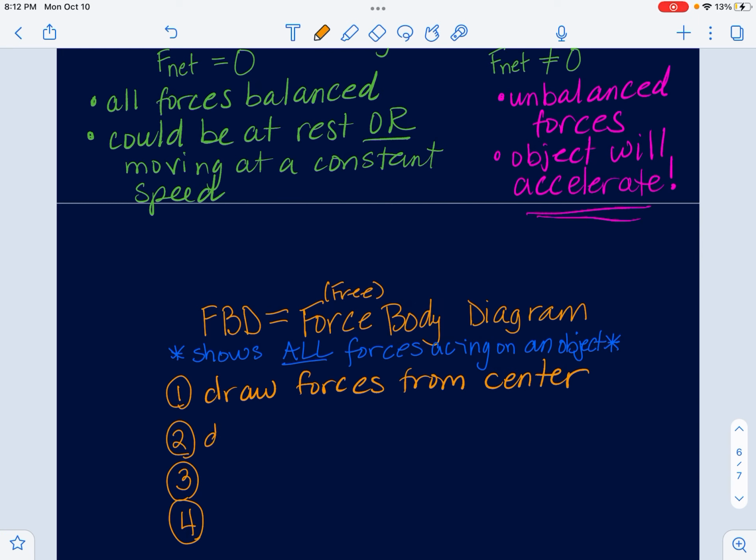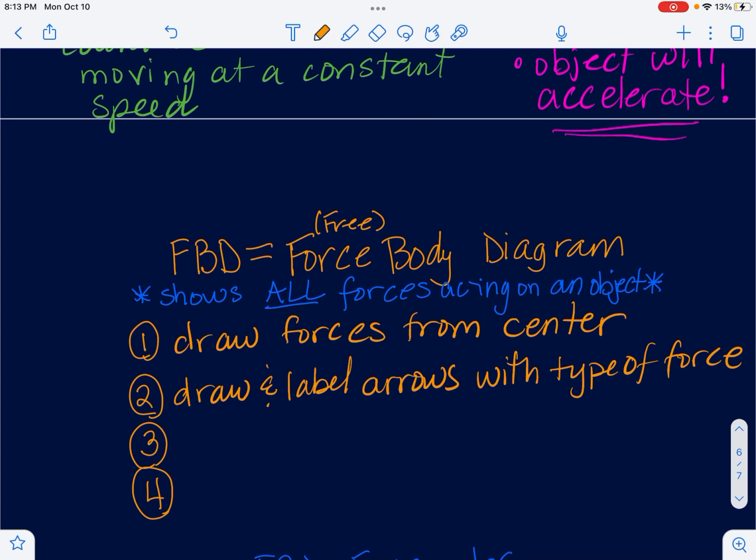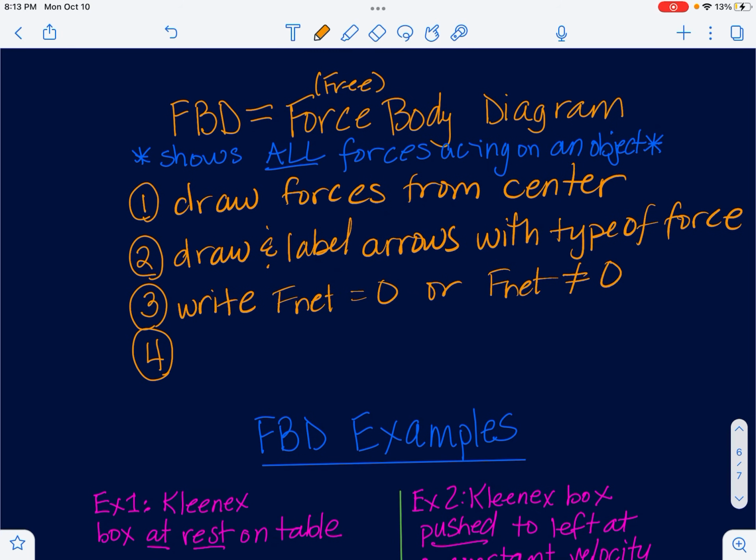And you are going to draw and label arrows with the type of force. We're going to use those types from up above. It'll be air resistance, it might be weight, might be a push or a pull, normal force, gravitational force. And then when we're done, we're going to decide based on our diagram if the F net is equal to 0 or if the F net is not equal to 0. So we're going to decide based on our diagram what that's going to be.